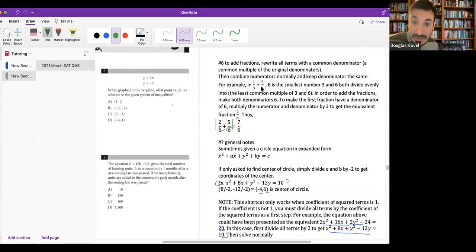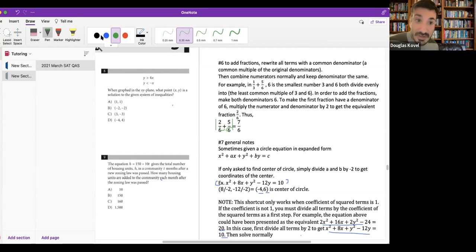So in this case, you could also think of it as kind of a least common multiple. So in this case, 6 would be the least common multiple of 3 and 6 because 6 goes into itself one time, and then 3 goes into 6 2 times. So 6 is the smallest number that 3 and 6 both divide evenly into. So I'm going to want to try to make both denominators 6.